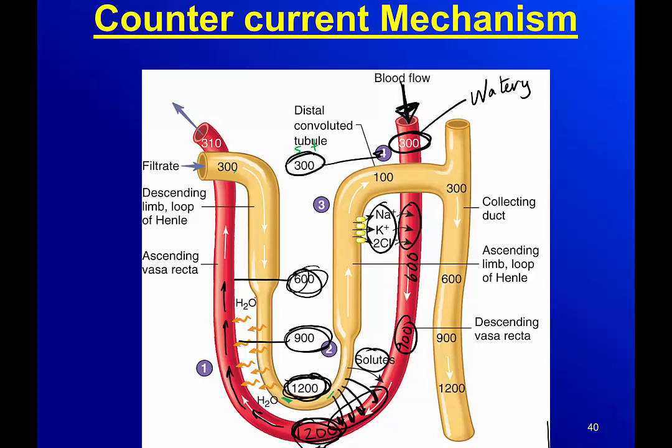Water. Well, look who's getting rid of water. This descending loop of Henle is getting rid of water. So as this blood comes up, it just starts picking up all of this excess water that's getting dropped off. And by doing that, I keep my matchy-matchy numbers. I go from 1200 down here to 900 right here to 600 right here. And I keep absorbing until at the end, I'm almost the same.